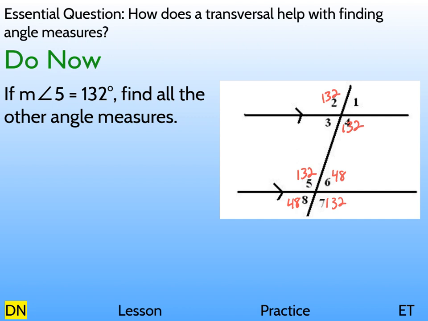And then angle 1, we'll throw in a fun term here. Angle 1 right here corresponds to angle 6. And corresponding angles are congruent when the lines are parallel. So angle 1 is also 48. And 1 and 3 are vertical angles, so angle 3 is also 48 degrees.